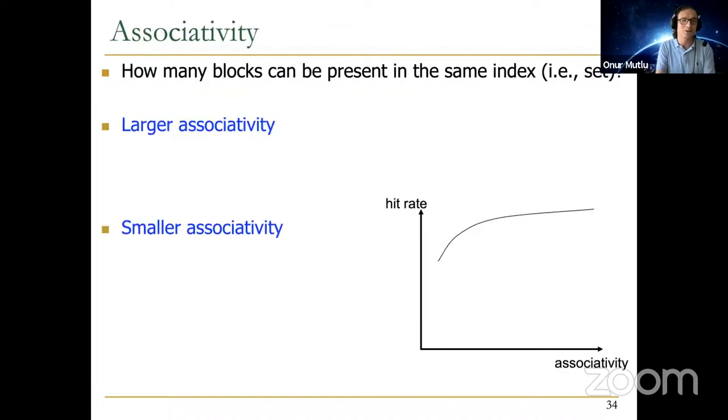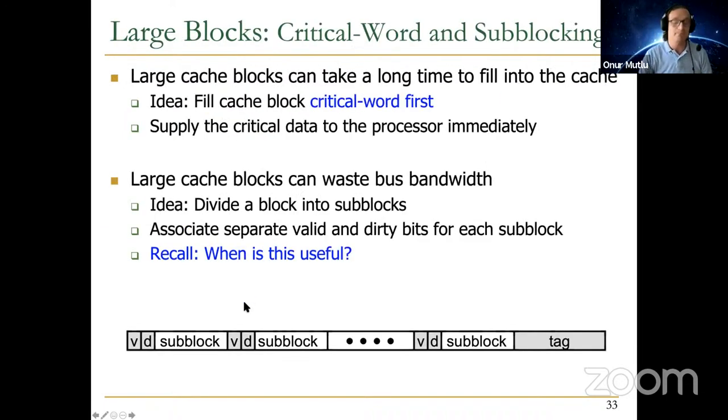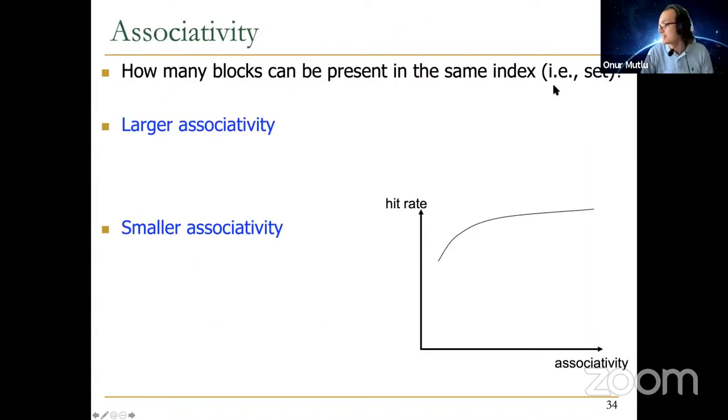Okay, associativity, we already talked about it a lot. This is basically how many blocks can be present in the same index, i.e. the same set. And you have already seen this picture, averaged across many things, but this is not a per-workload picture, this is an average picture.